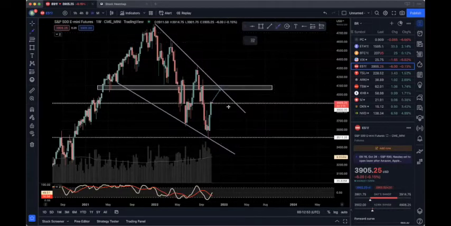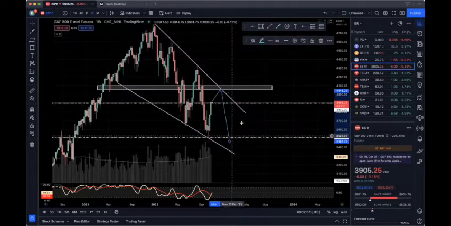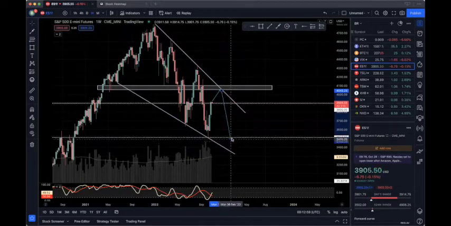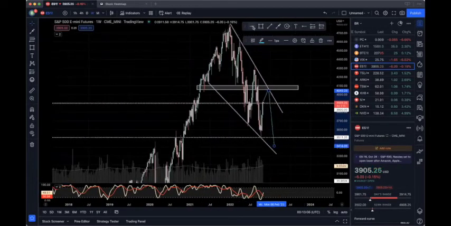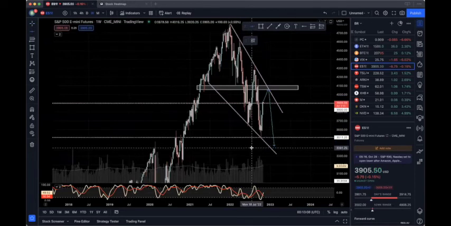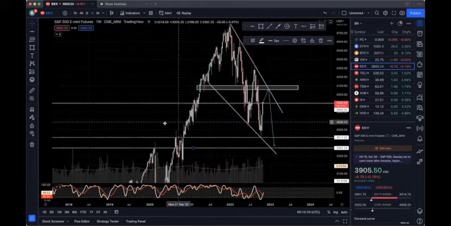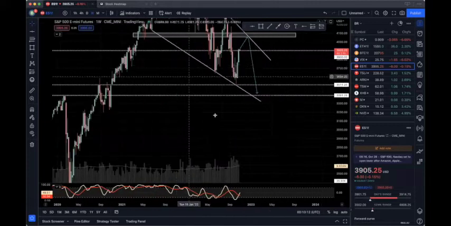If I had to guess next, we probably reject and have a move back down to either equal new lows, or I think more than likely we will end up going to pre-COVID highs. So that's what I'm looking for. And yeah, that's it.